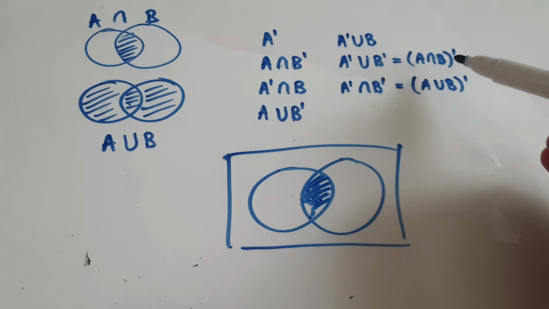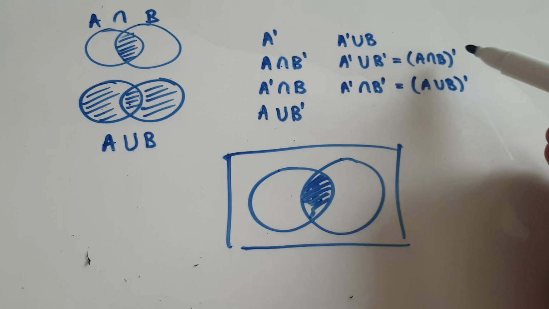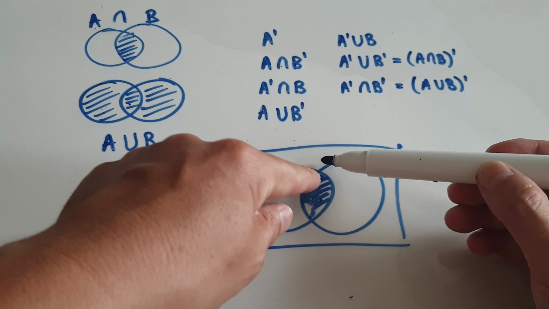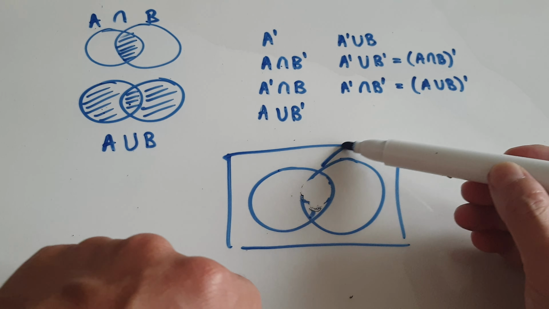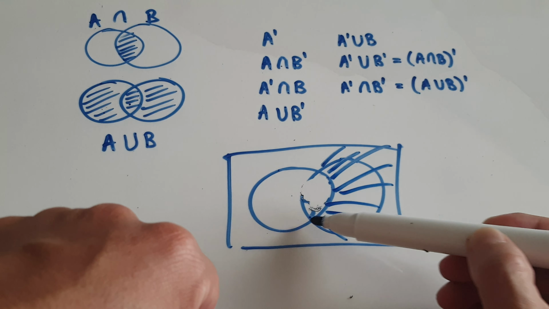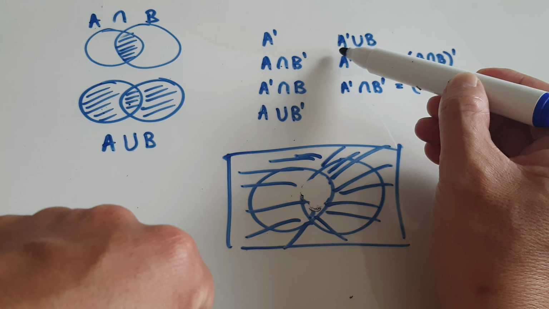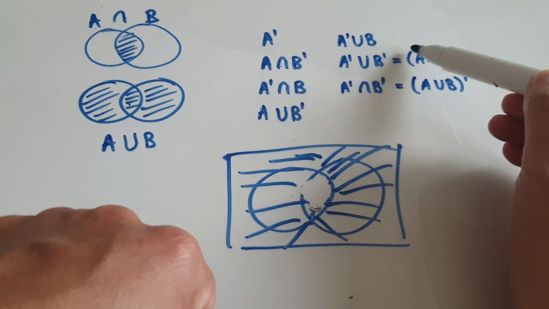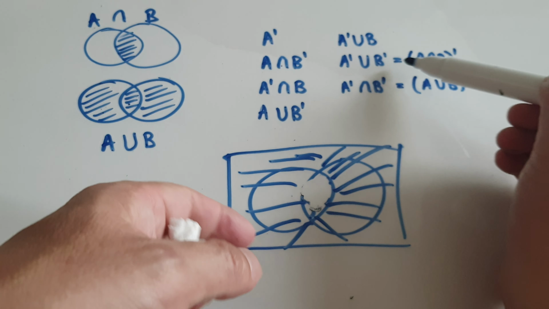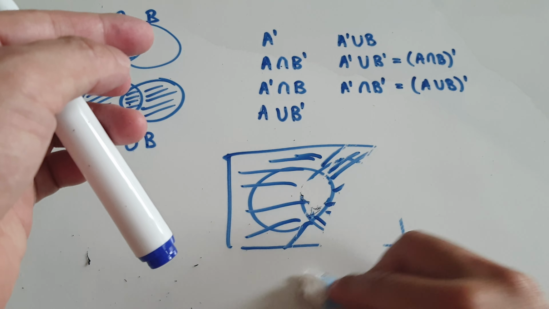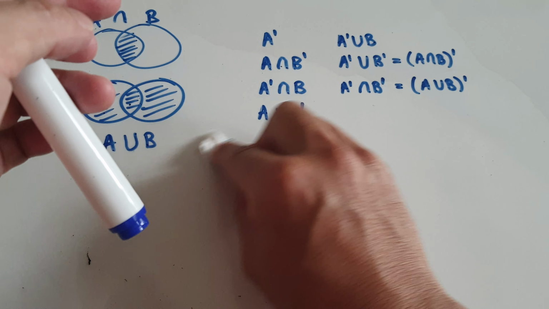But then it says not that region, everything outside of that region. So it could only mean everything on the outside of that region, which turns out to be the same as this. So you can either look at it from this perspective or from this perspective, and they both mean the same thing. Okay, so now let's look at the last one.